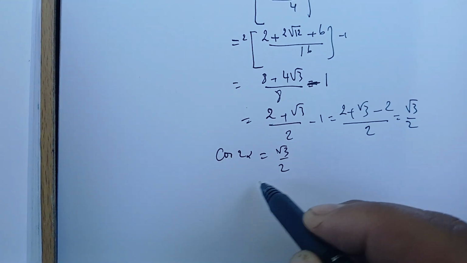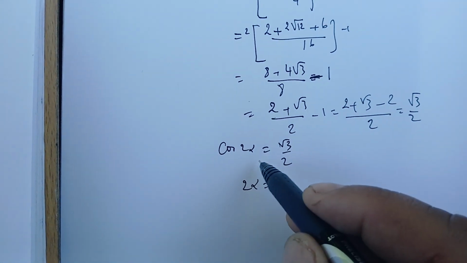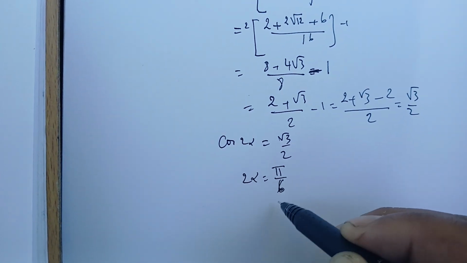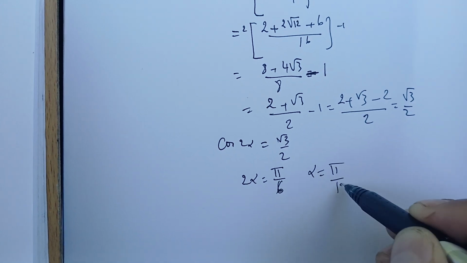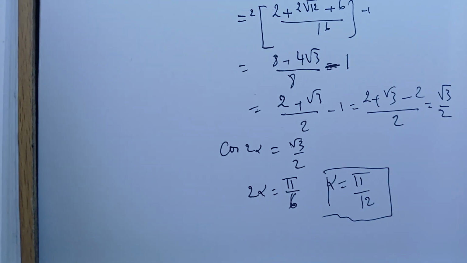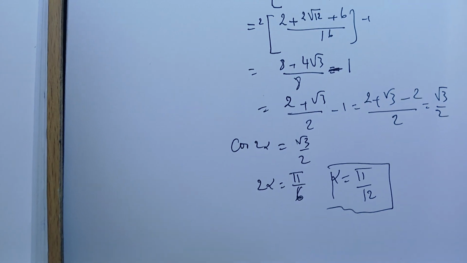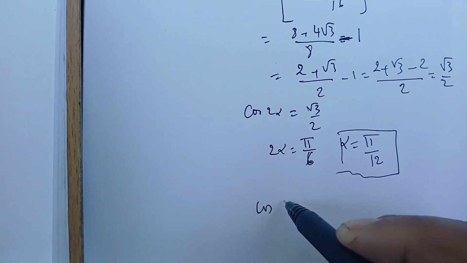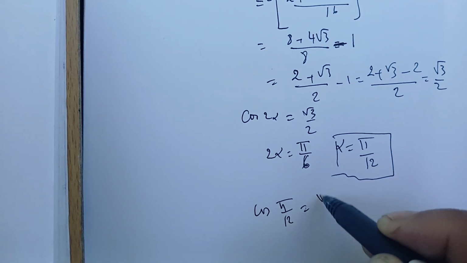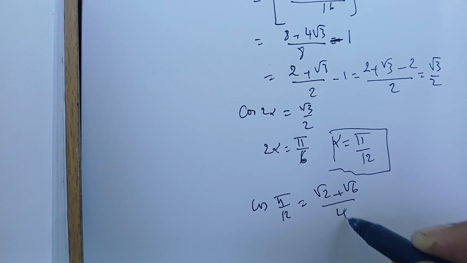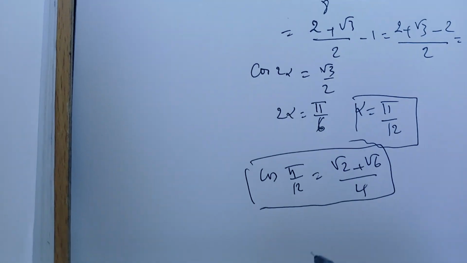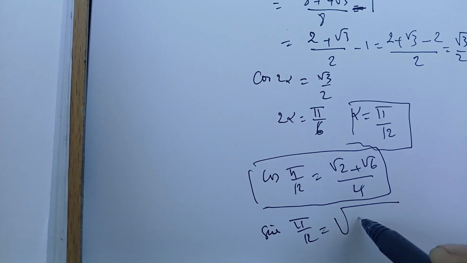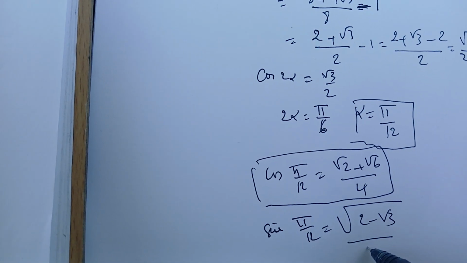And what's this angle? That means 2 alpha, because it's between 0 and pi over 2, 2 alpha is pi over 6. That means alpha is pi over 12. So this is the angle that I'm looking for. Therefore, the cosine of pi over 12 is square root of 2 plus square root of 6 over 4. And the sine of pi over 12 is square root of 2 minus square root of 3 over 2.